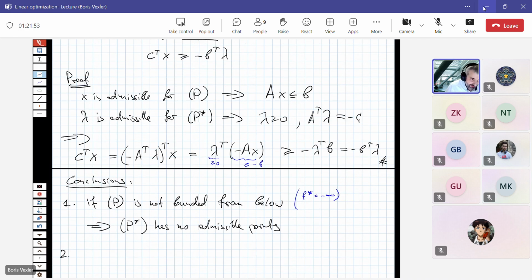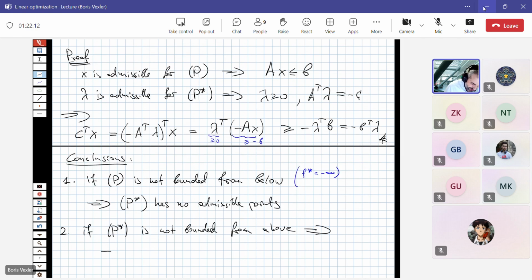Another thing, also the other way around, if P star is a maximization problem, yeah. If this is not bounded from above, then the original problem P has no admissible points.